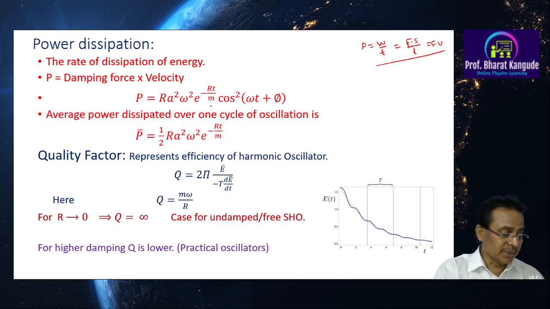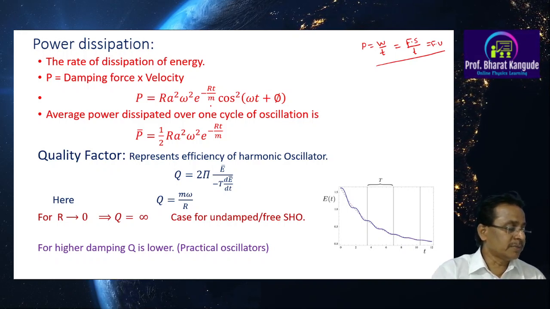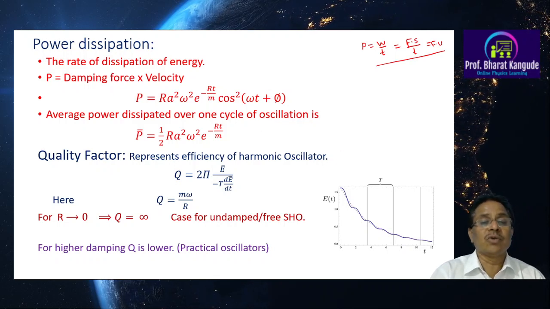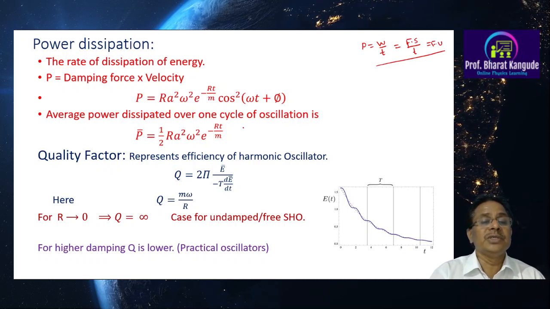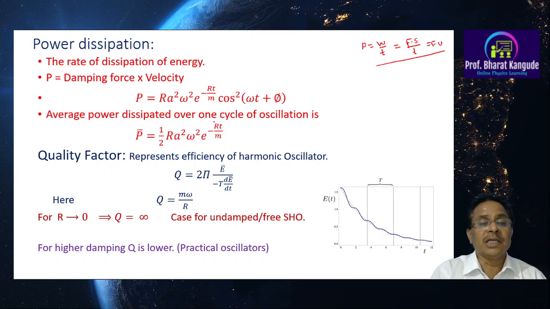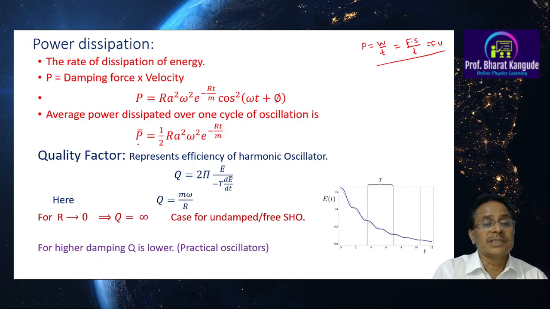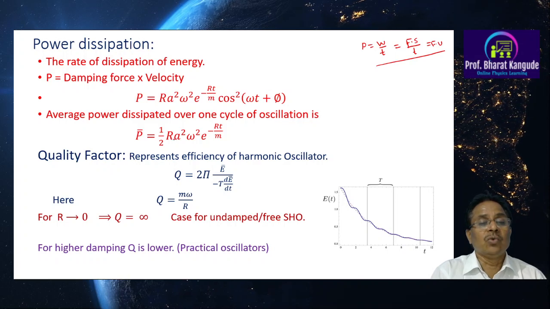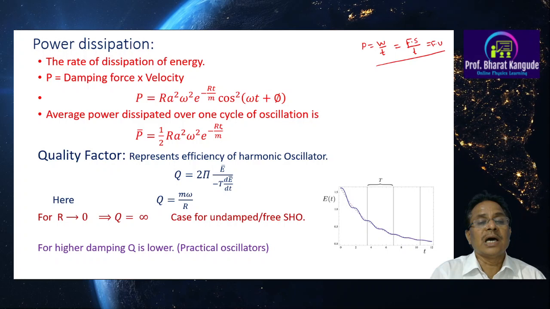Now, getting this expression of power dissipation, we can use the same expression again. We can use this average power, the average of this cos square (omega t plus phi) term. The average of the cos square term is always equal to 1/2. Therefore, the average power dissipated over one cycle of oscillation of this oscillator is given by P bar equal to 1/2 R a square omega square into e raised to minus Rt upon m.